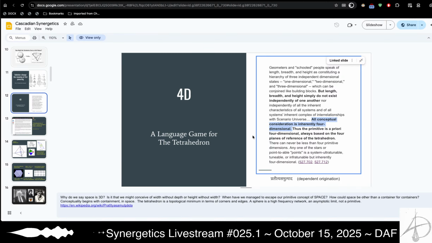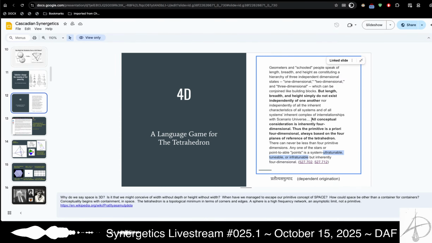Thus, the primitive is a priori 4-dimensional, always based on the 4 planes of reference of the tetrahedron. There can never be less than 4 primitive dimensions. Any one of the stars or point-to-able points is a system, ultra-tunable, tunable, or infra-tunable, but inherently 4-dimensional. So that's too small to be seen, or too big to be seen. Imagine a tet that's so large it just looks like an open field in front of you.